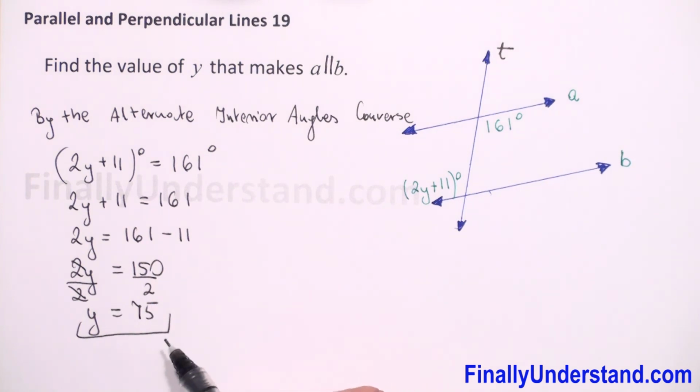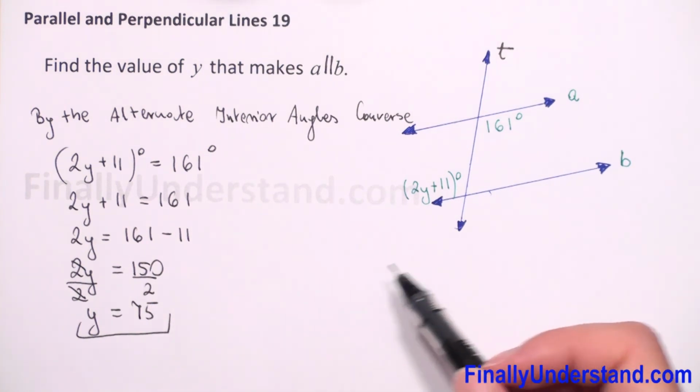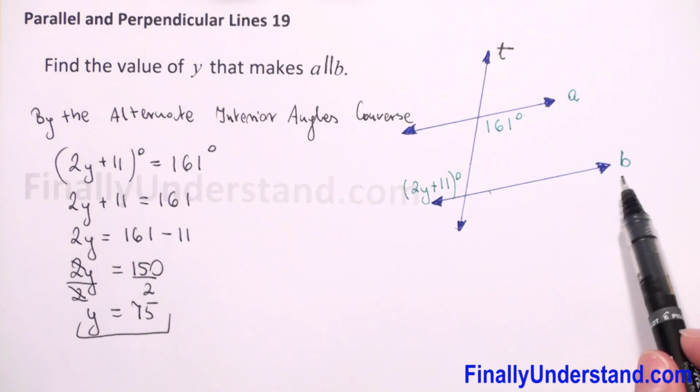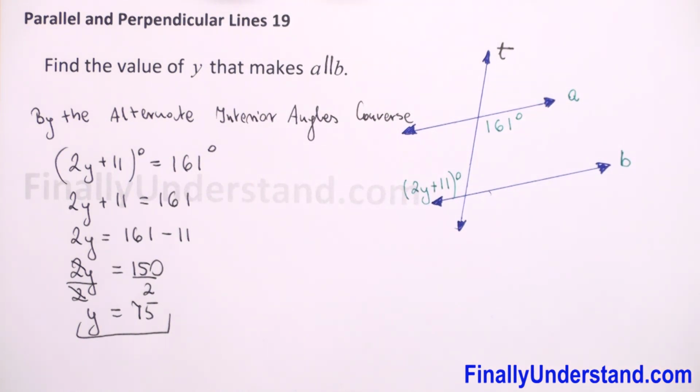So for y equals 75, our lines A and B are parallel. This is my solution.